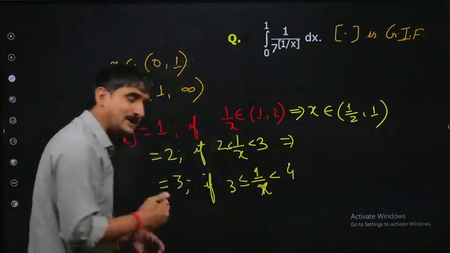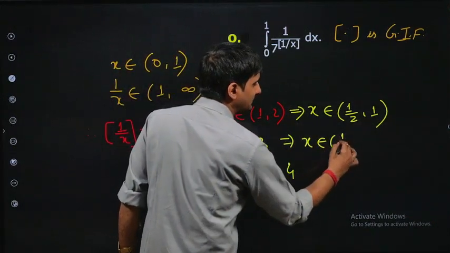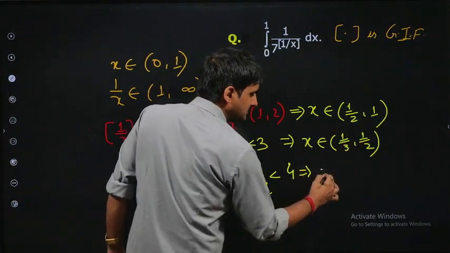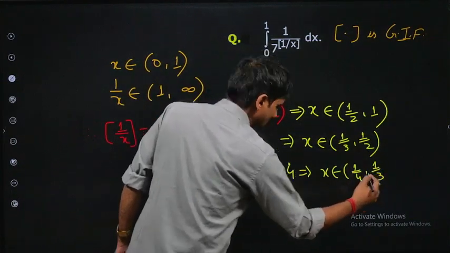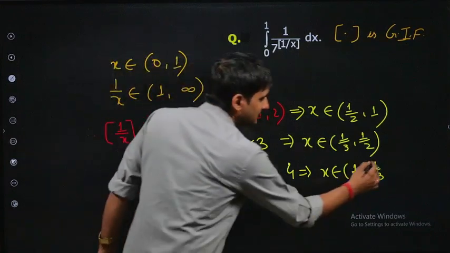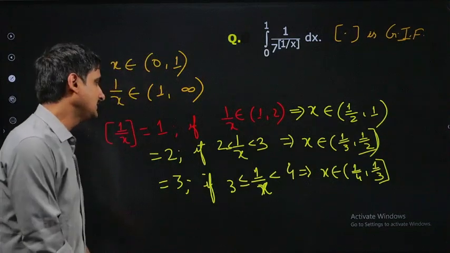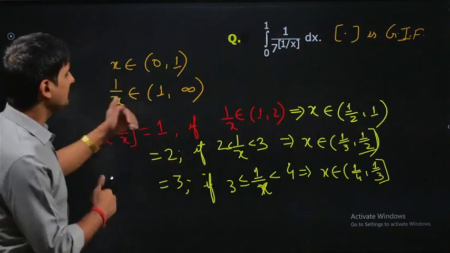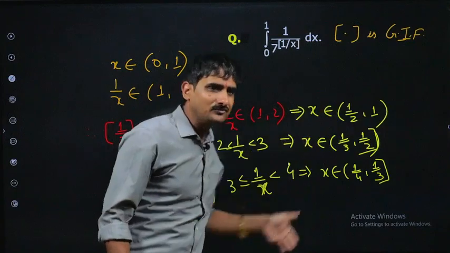Similarly, if 1 by x lies between 2 to 3, doesn't that mean that x belongs to 1 by 3 to 1 by 2? Likewise, can't we say that x belongs to 1 by 4 to 1 by 3? Of course we'll keep closing the ends here. So like this, we will keep on closing the ends. This is how it will go on. Now what does that mean? We will be starting from half to 1 and moving in reverse order.